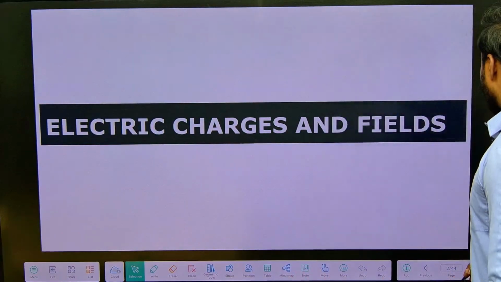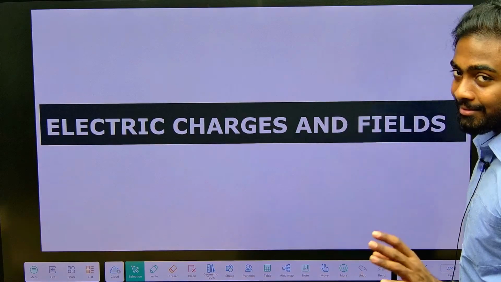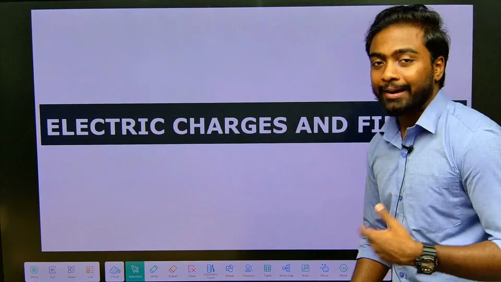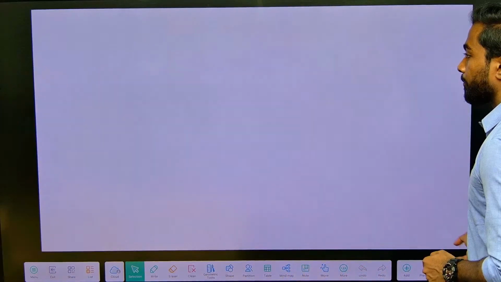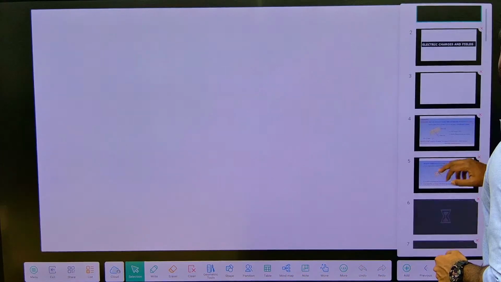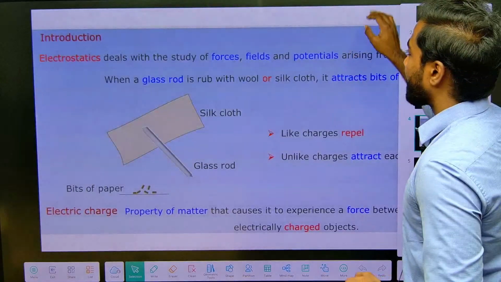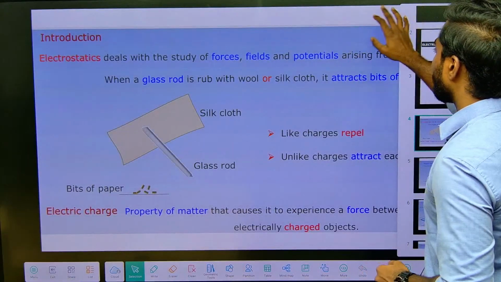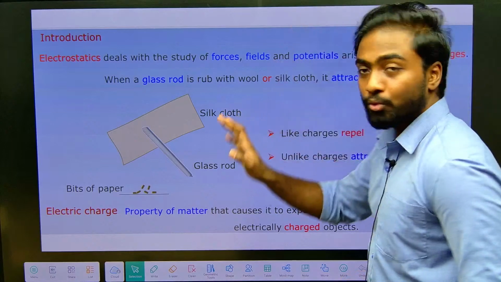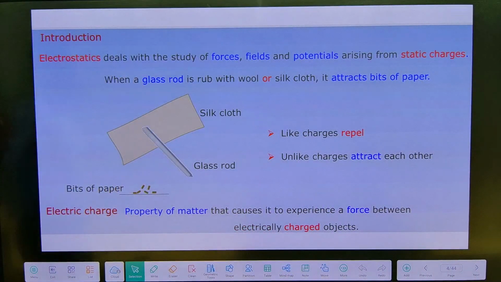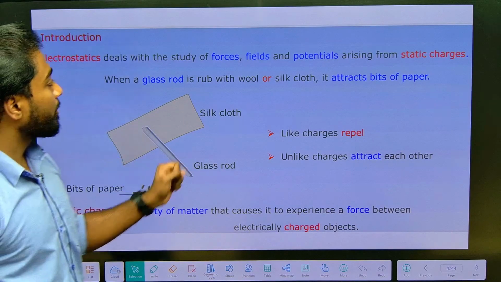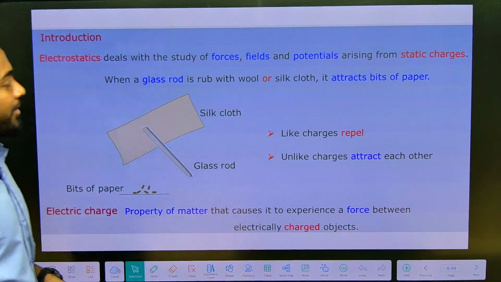As we have completed the class 11th chapters and practiced questions, we are moving forward with class 12th. So, let us start from the introduction point of view. Electrostatics. We'll go with the overview of this. Electrostatics deals with the study of force, field and potential arising from static charges.